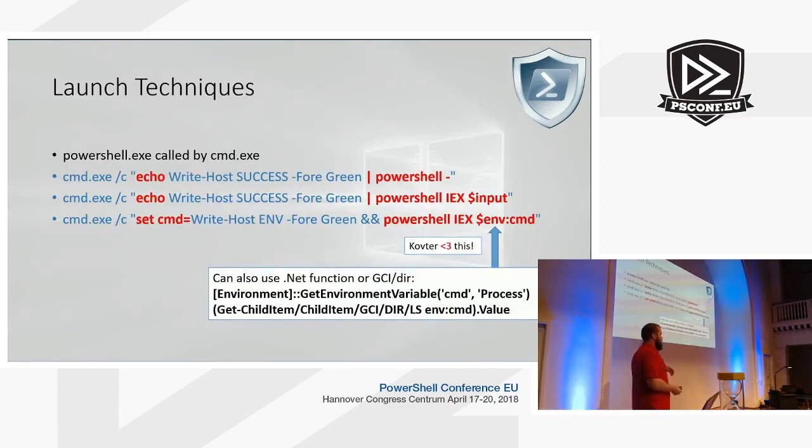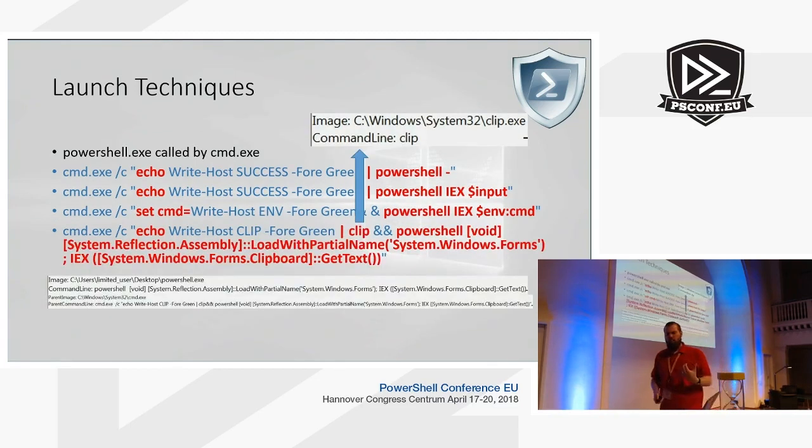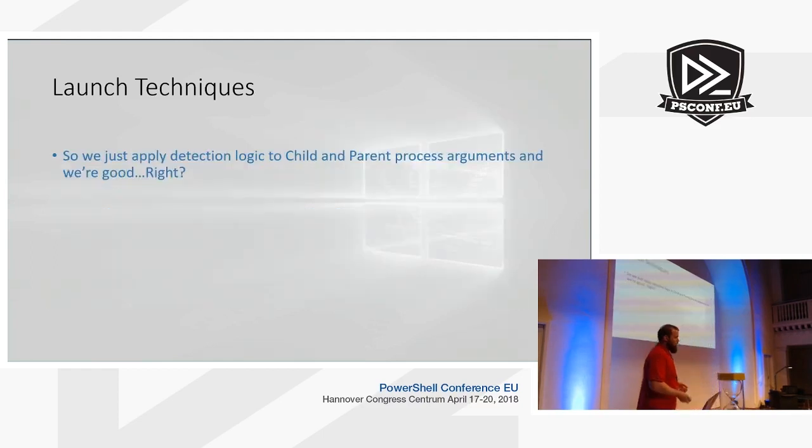Another thing that attackers do quite a lot is they'll store their command in a parent process, setting it in an environment variable, and then just launch PowerShell to invoke the contents of some, let's say, randomly named environment variable. A lot of times they'll store the command in the registry. You could also pipe your output into the clipboard and then use .NET to retrieve the contents out of the clipboard and then execute it. So there's a lot of ways that attackers could try to evade detections here.